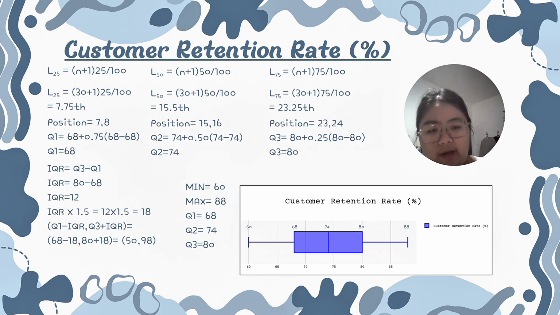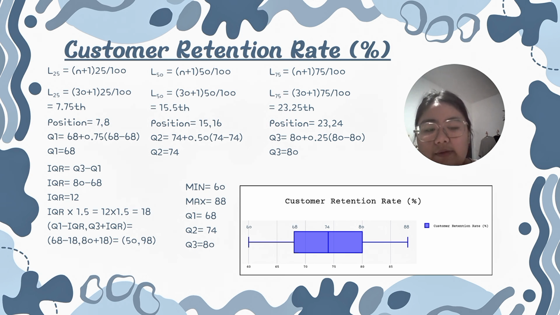In the box plot, the left edge of the box is the first quartile at 68%. The line inside the box represents the median, or the second quartile, at 74%, and the right edge of the box is the third quartile at 80%. The whiskers show the full range of scores from the minimum of 60% to the maximum of 88%.